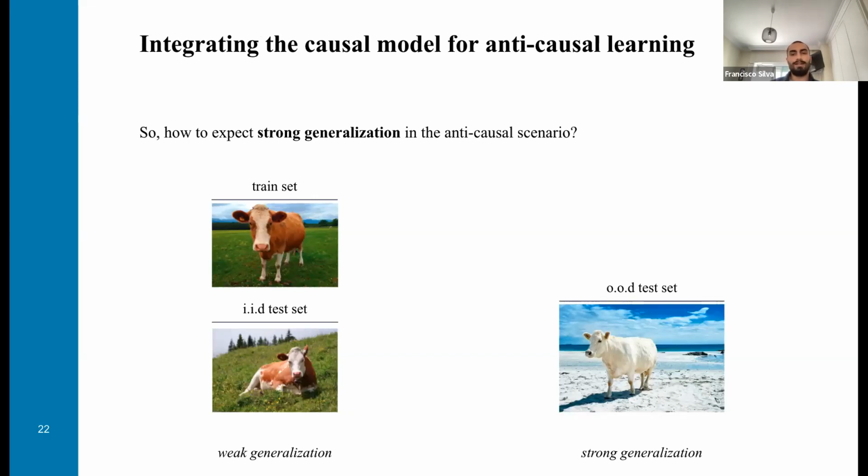Now, just to remind the main problem we are discussing here, and bringing the first slide again, we are trying to understand how to achieve a strong generalization in anti-causal tasks, a generalization that is able to correctly predict in out-of-distribution scenarios.